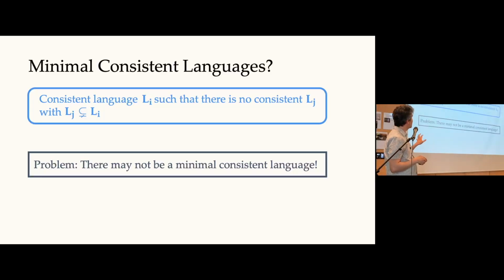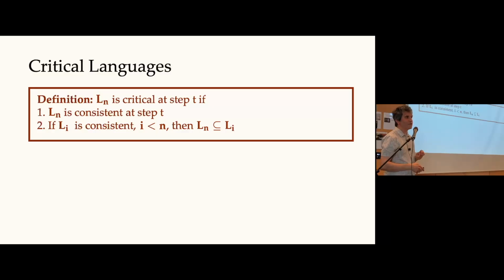And the trouble is that there may not be such a minimum consistent language. You could have an infinite chain of languages where each one is a subset of the other, and so on and so forth, and there's no minimal element. Okay? All right. Now that brings us to a final definition, which will actually lead to a correct algorithm.